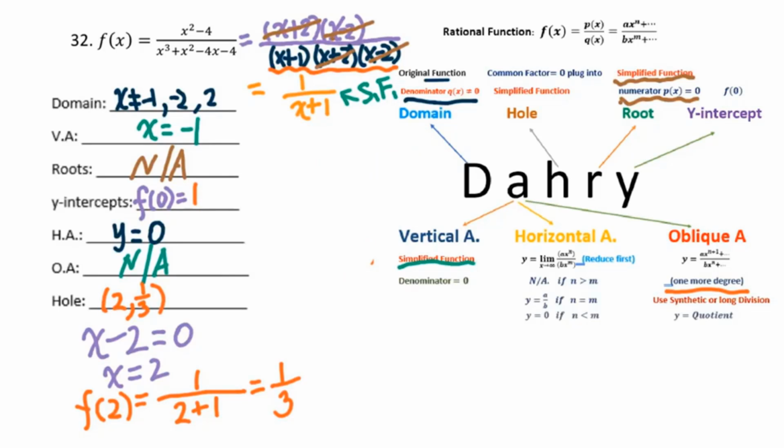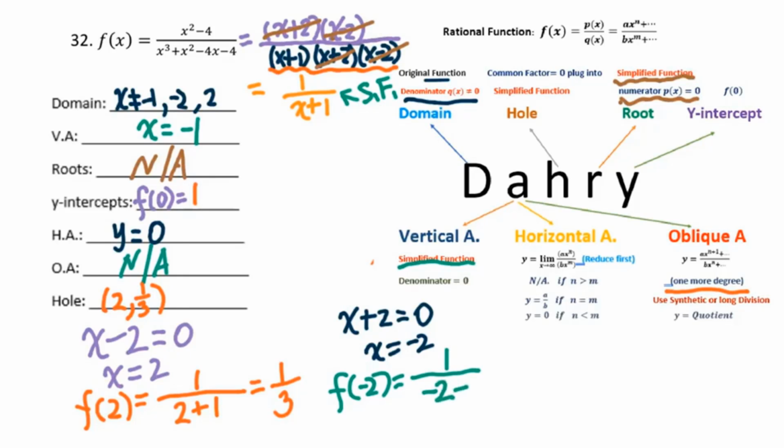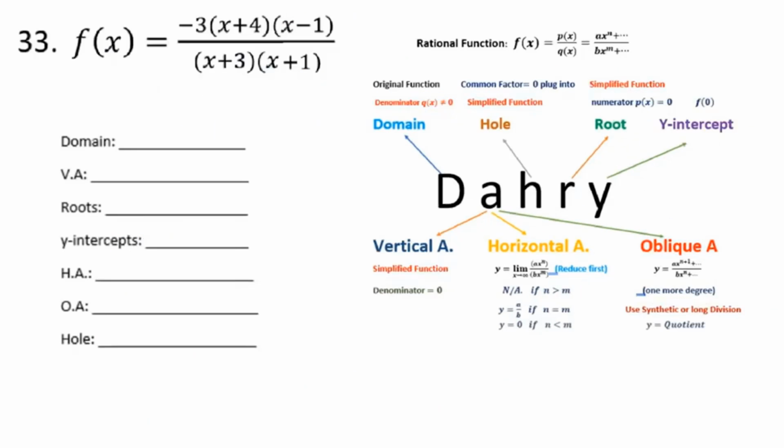Now working on the other hole, that's x plus 2 equal to 0. X equals -2. Therefore, f of -2, plug into the simplified rational function. 1 over -2 plus 1 equals -1. Therefore, -2, -1 is the other hole.